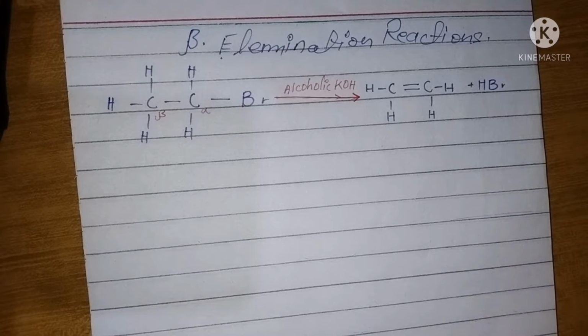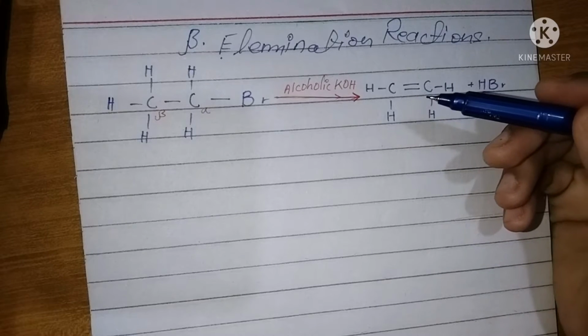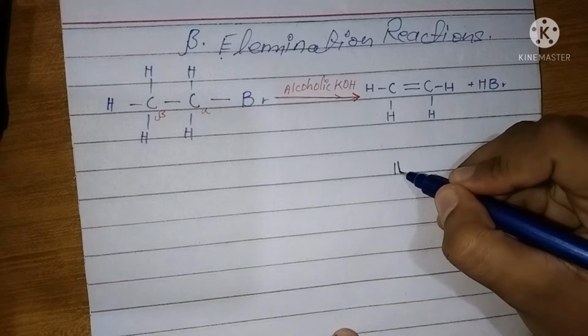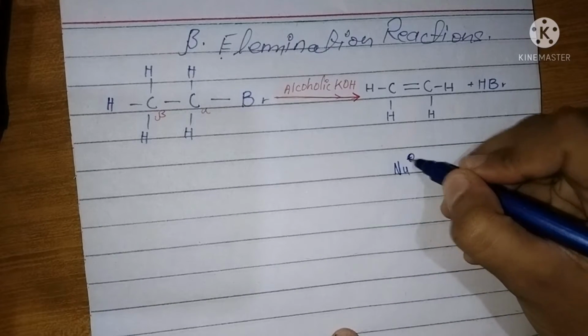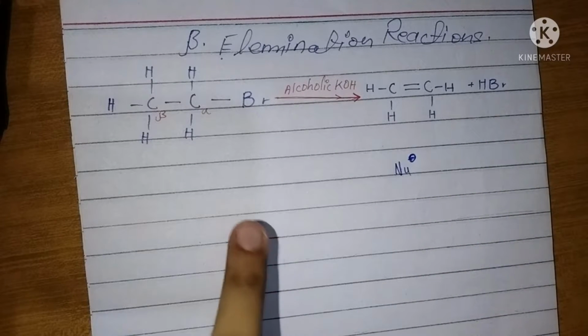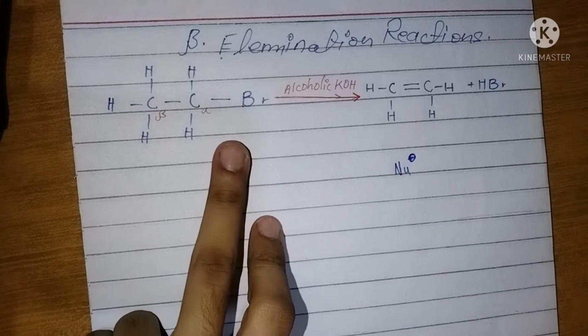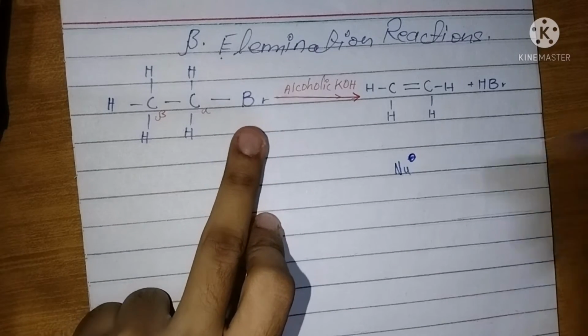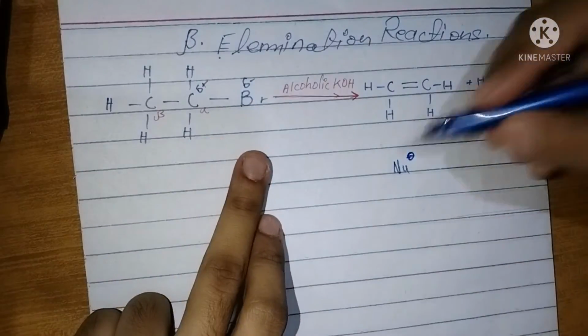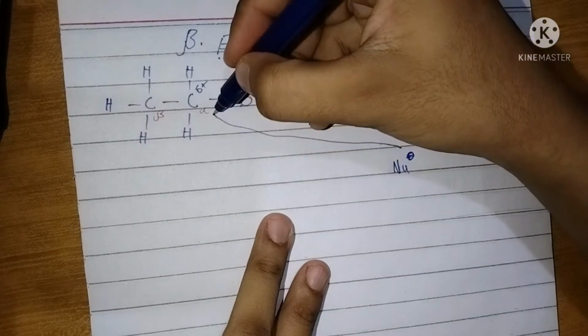Now we're going to talk about beta elimination reactions. During nucleophilic substitution reactions, the attacking nucleophile attacks the electrophilic carbon of the alkyl halide. Since the halogen is electronegative, this carbon will be electropositive. So the coming nucleophile will attack this electropositive carbon.